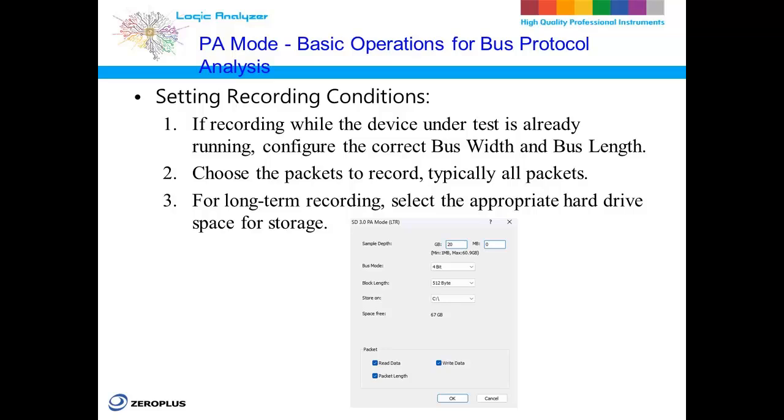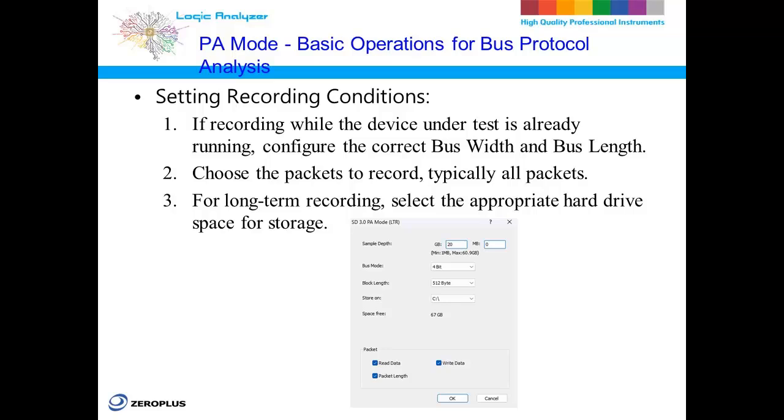Once your device under test, like an eMMC or SD card, is up and running, you'll need to set the correct bus width and bus length based on the actual configuration. These settings help you capture every bit of data accurately and ensure that the measurement signals cover the necessary range. Bus width refers to the number of signal lines that can transmit data simultaneously.